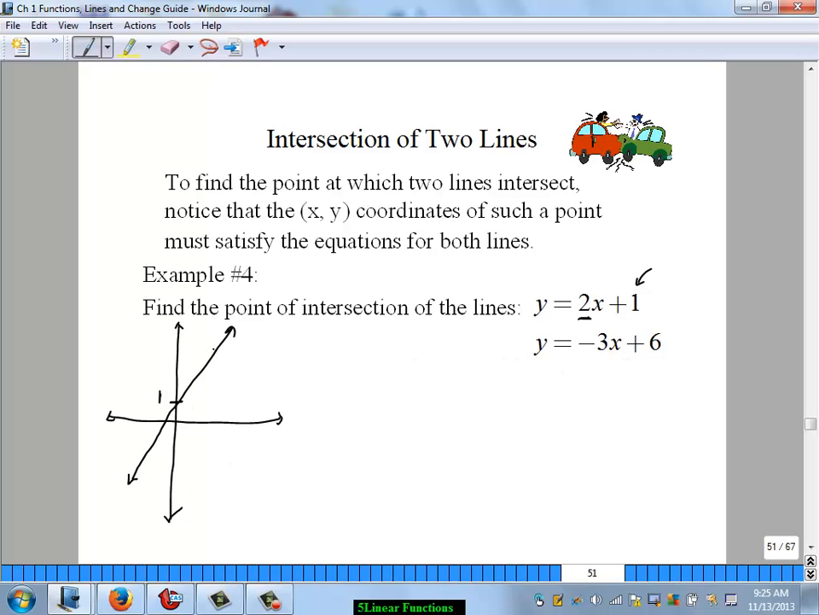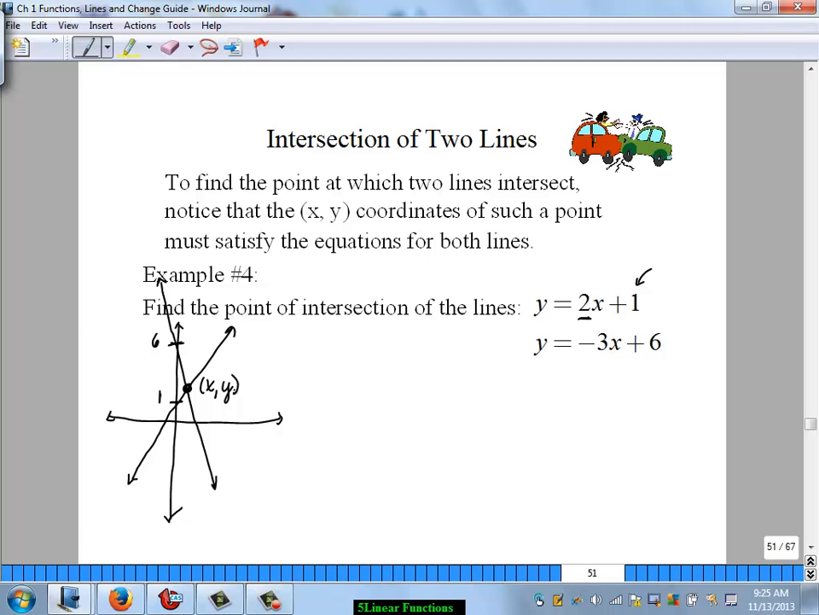The other line crosses at 6. I'm doing a sketch. And the slope is a negative 3, so it's a little bit steeper. So it's going to kind of look like this. So where they cross right here is the intersection. And that point, xy, whatever it may be, will work on both lines. All right? So let's do the algebra.